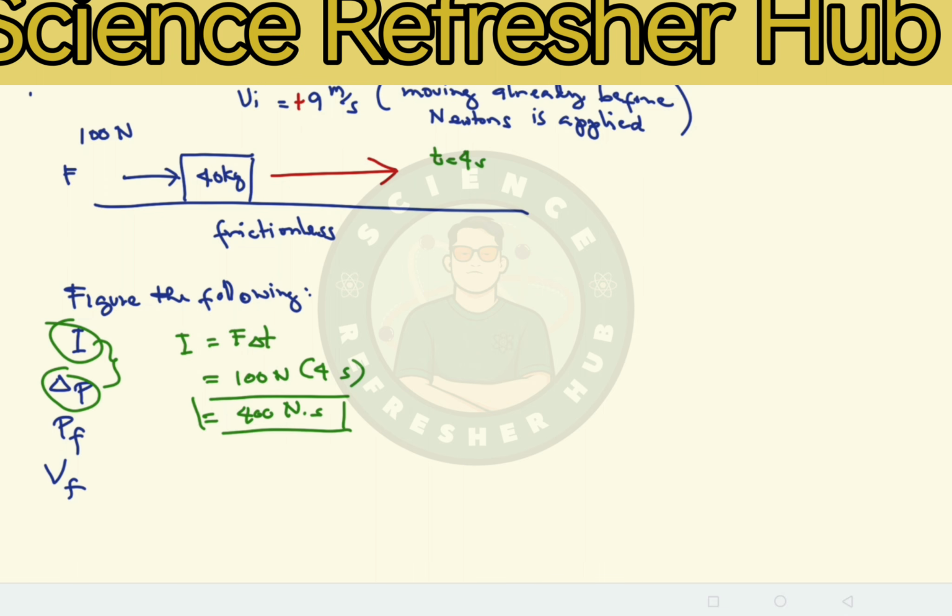Let's try to prove later on as we calculate the final velocity or even the final momentum that impulse is equal to change in momentum according to the theorem. Next, we need to find the change in momentum.